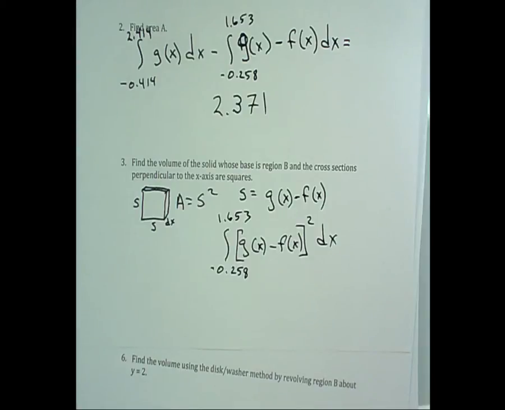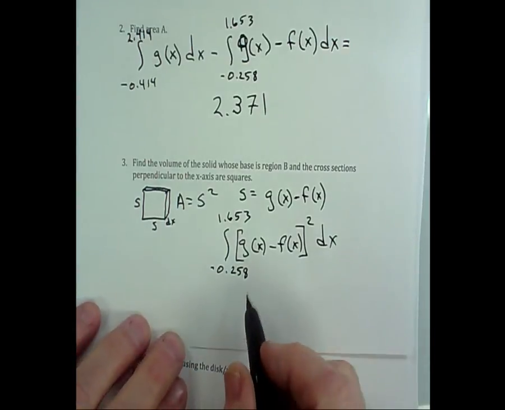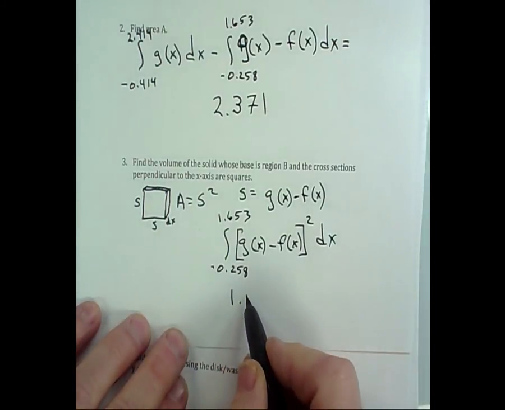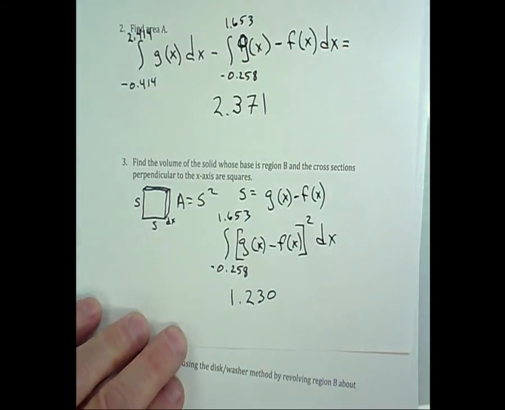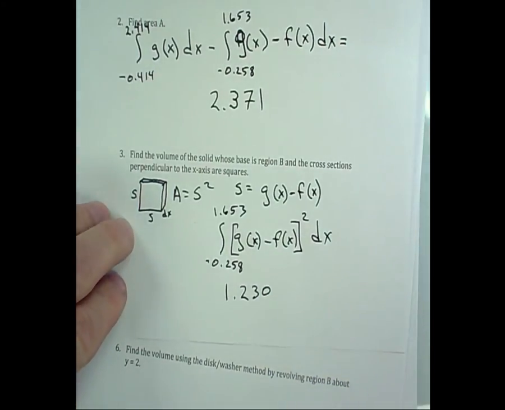Do you have a calculator? Oh, you do. Okay. Jonathan, what do you have? I got 1.230. 1.230. Do other people confirm that? I see a nod. All right, not too bad.